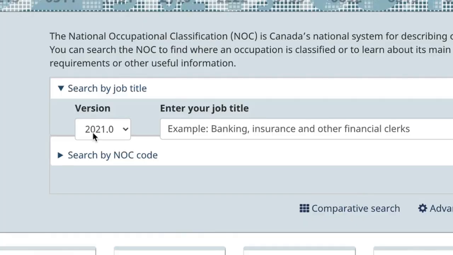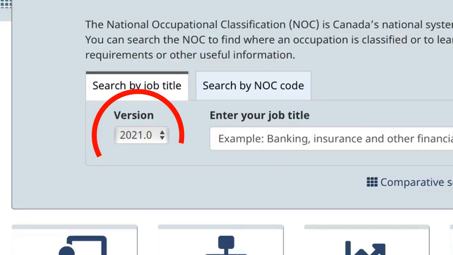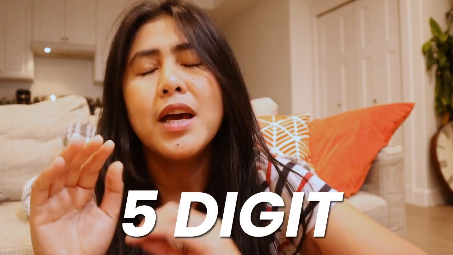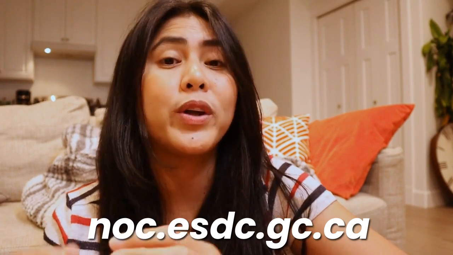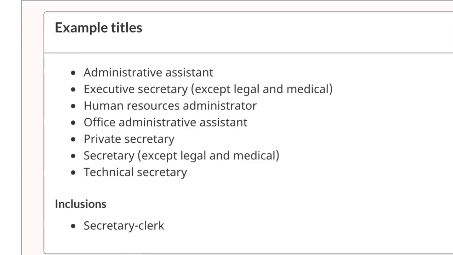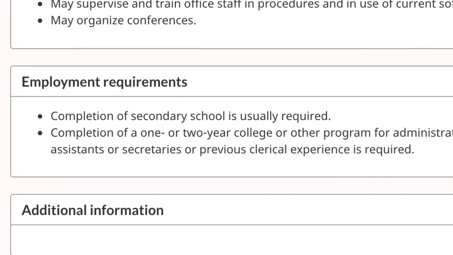Also, don't get confused on the website. If you go to the NOC website, you can actually see on the left-hand side which version you are looking at. Is it version 2016 or version 2021? So in 2016, you still have that 4-digit code, but in 2021, that will be 5 digits. So the only thing that you have to look at is the second digit of your 5-digit number. The second digit will tell you which tier level you belong to. And also, this website is going to tell you the main duties, the job titles that you could be using, and also the education requirement for this specific responsibility and job.